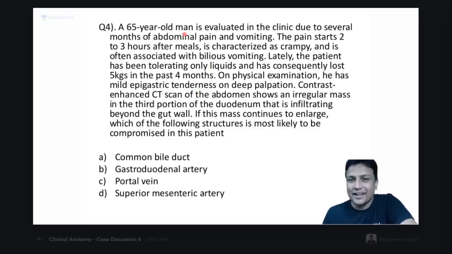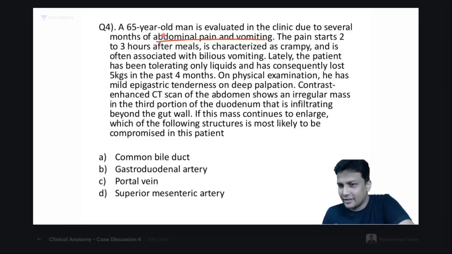Chalo yaar dekho. A 65-year-old man is evaluated in the clinic due to several months of abdominal pain and vomiting. Hint number one, the pain starts 2 to 3 hours after the meal. That's a classic sign of duodenal ulcers. The pain will be after 2 hours of eating. Now, gastric ulcers, the pain will be immediate. I hope you know at least these basic things.